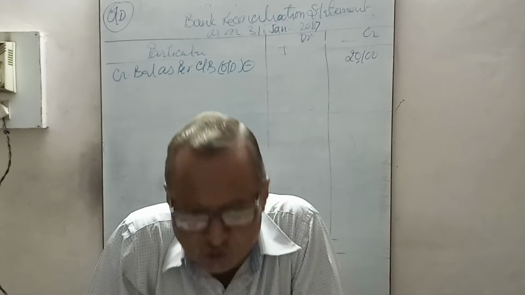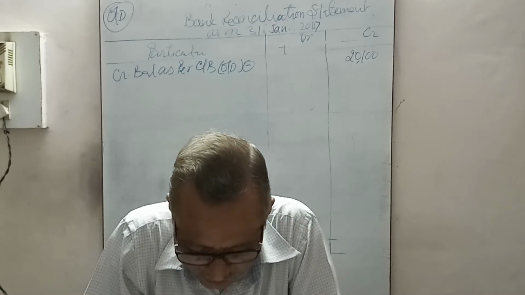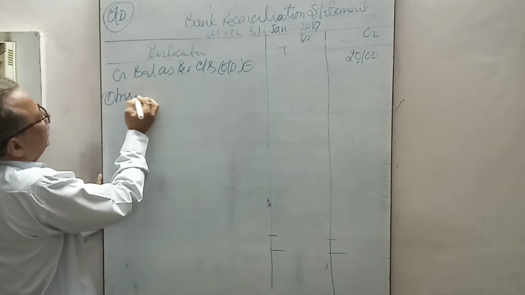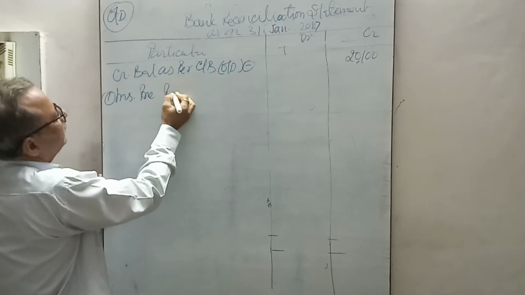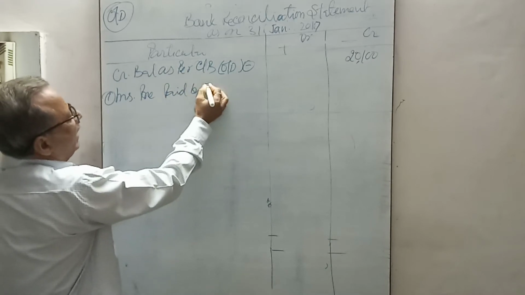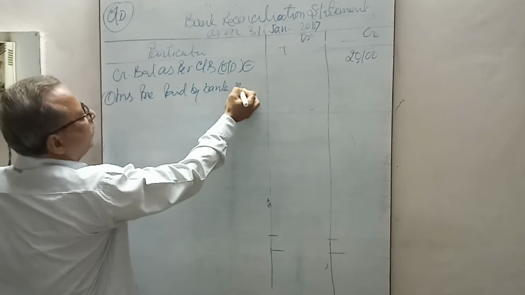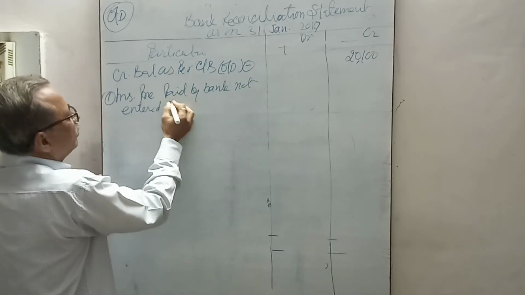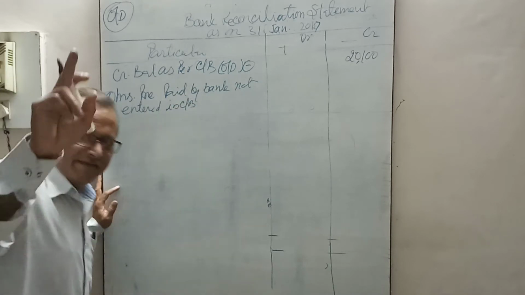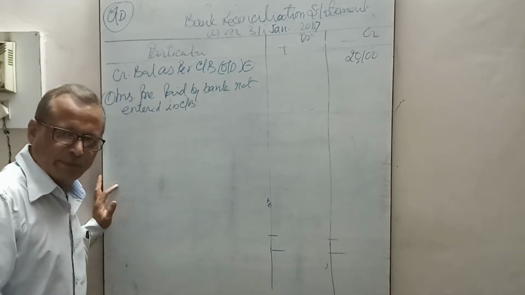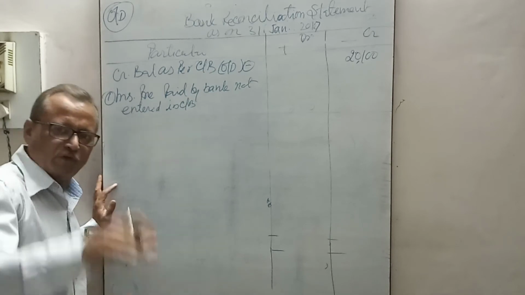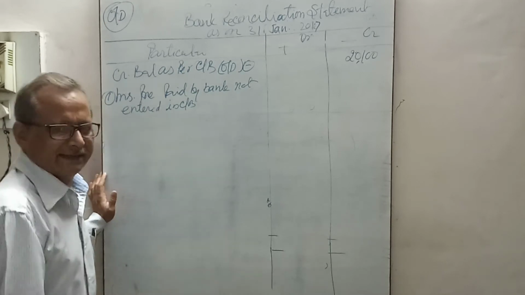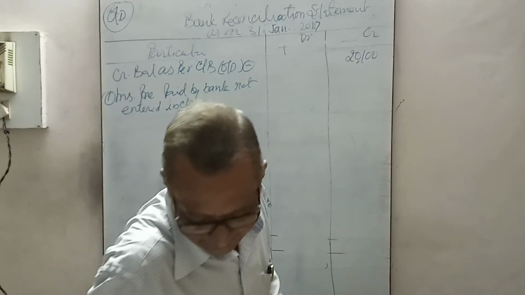Bank had paid fire insurance premium 550, which does not appear in the cash book. It is a minus item. Insurance premium paid by bank, not entered in cash book. That was debited in the passbook, not credited in the cash book. It means that was reduced from the passbook, but was not reduced from the cash book. So it should be reduced. That is a minus item. We will write 550 as insurance premium.